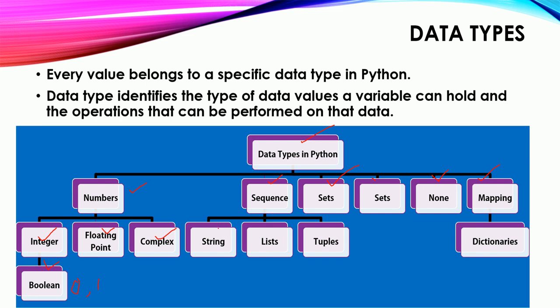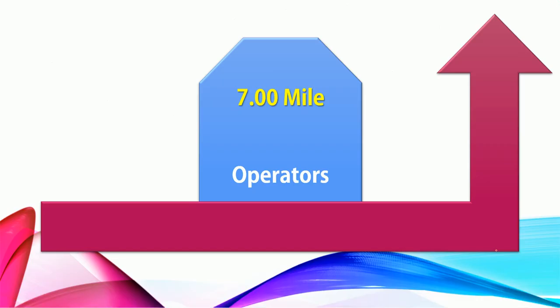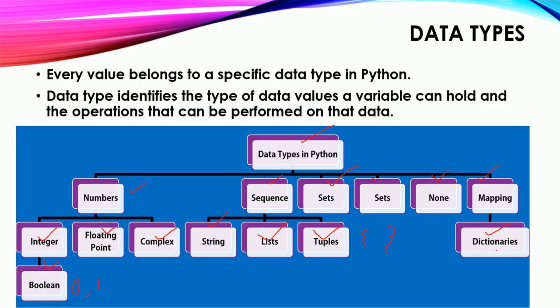In the sequence, string, list, and tuple data types are there. The sets data type is here, in which we use curly braces. The None data type is there also. Then mapping is also there. In mapping, we use dictionaries. In these dictionaries, we have key-value pairs. We will discuss each and every data type in the next video.